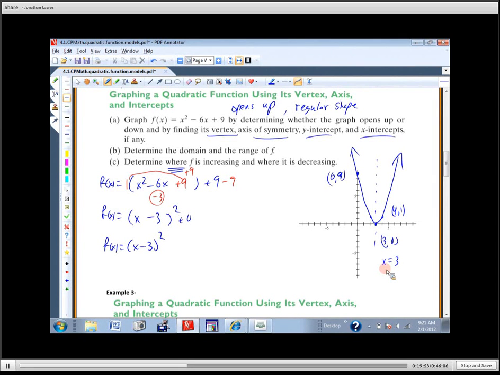Okay, any questions? Okay, let's look at A. Determine whether it opens up or down, got that. Found the vertex, axis of symmetry, y-intercept, x-intercepts, good. Domain and range, so let's figure out the domain. You can plug in anything you want. There's no division, there's no even roots, there's no logarithms, so we're going to be able to plug in anything you want. So that's going to be all reals, negative infinity to infinity.